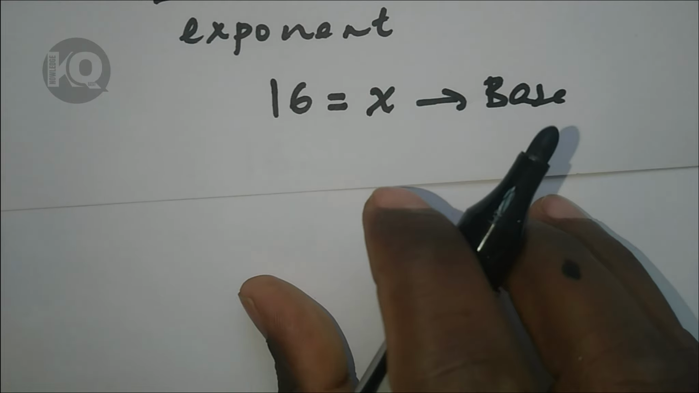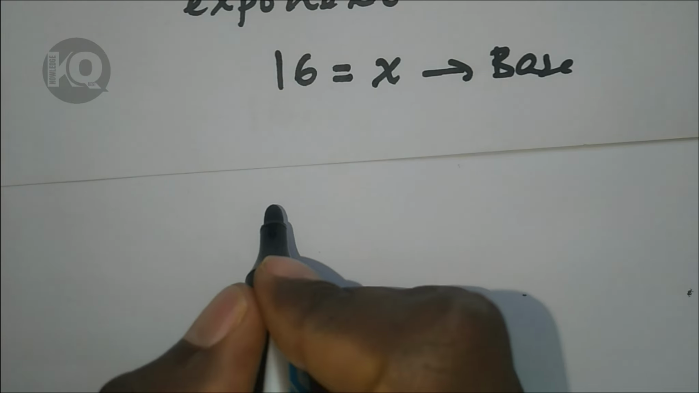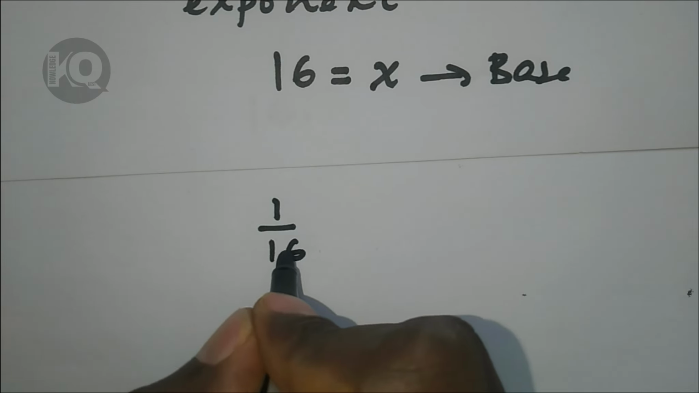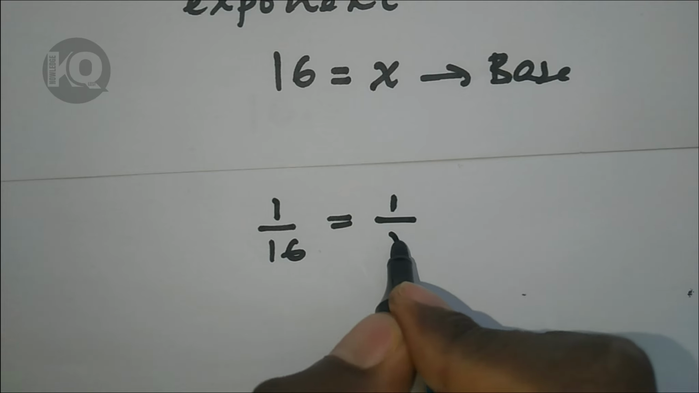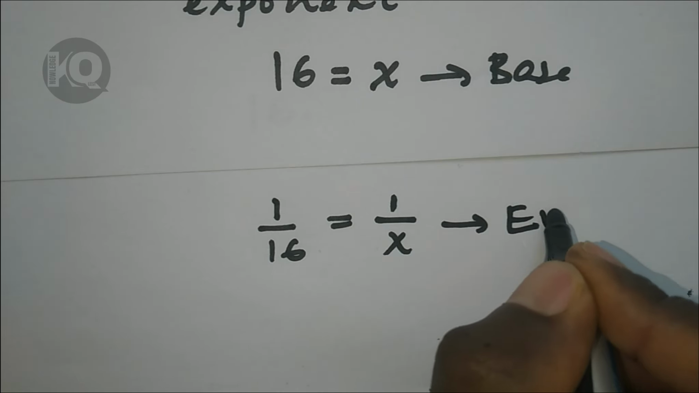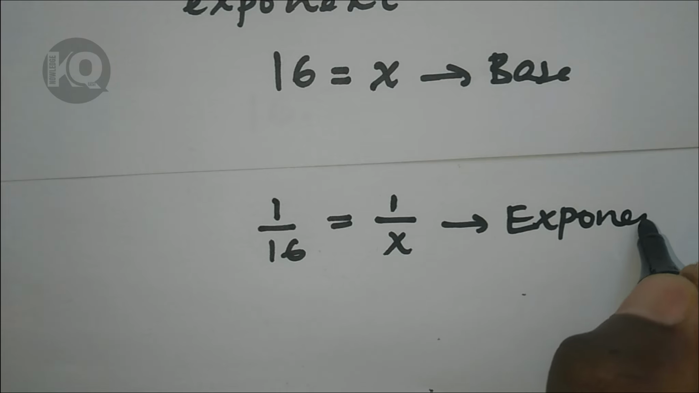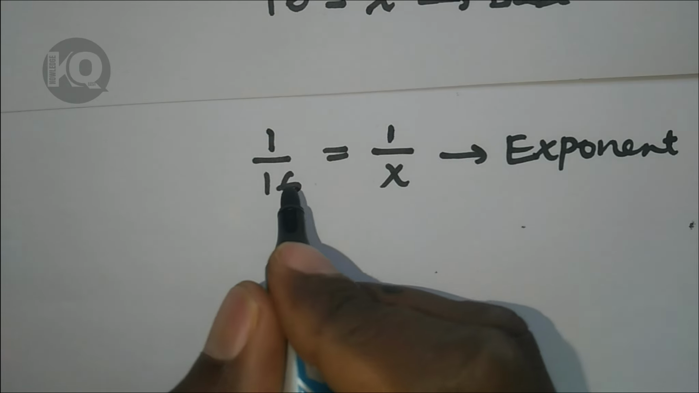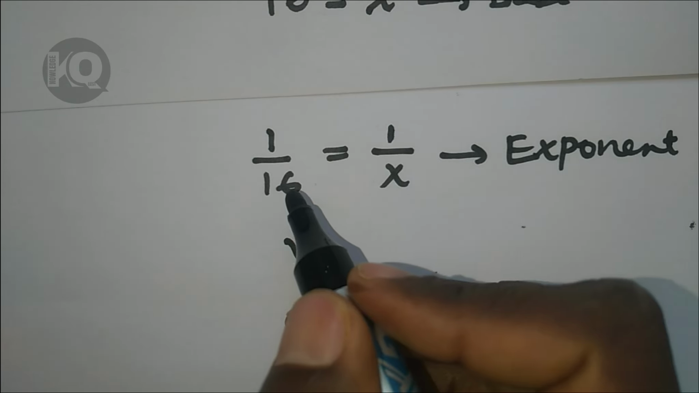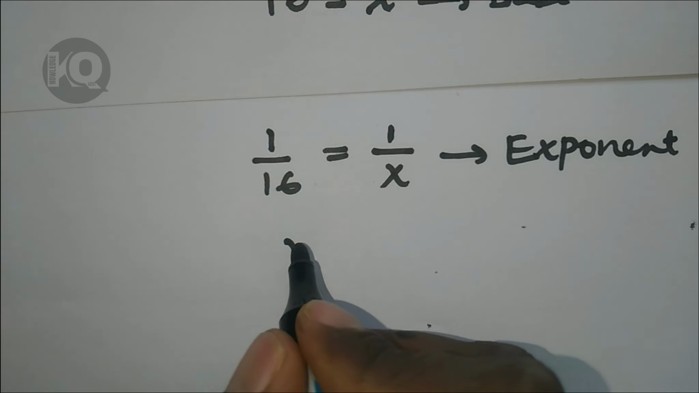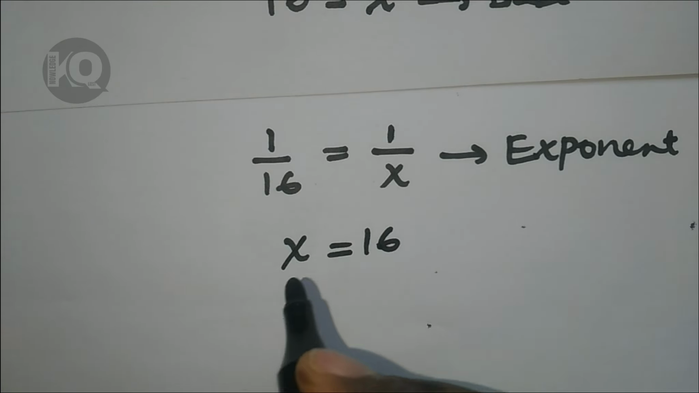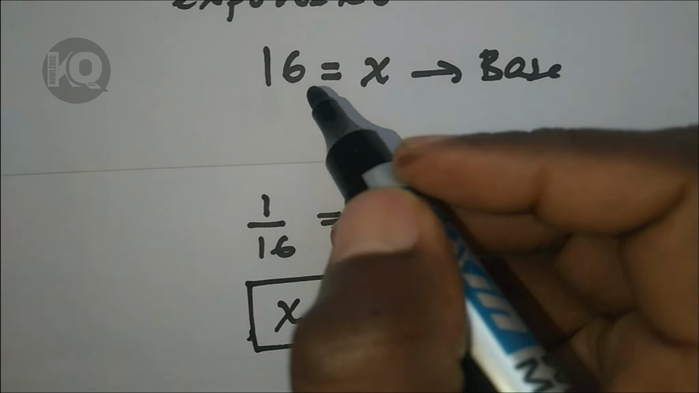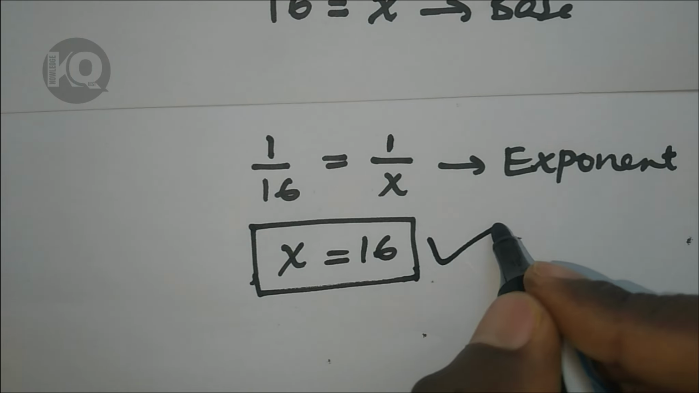And when we equate the exponent, 1 over 16 equals 1 over x, from the exponent, then x times 1 equals 1 times 16, or when we crisscross this, x will be 16. So our answer is 16. So we've got 16 here and we got 16 here, so this is the answer.